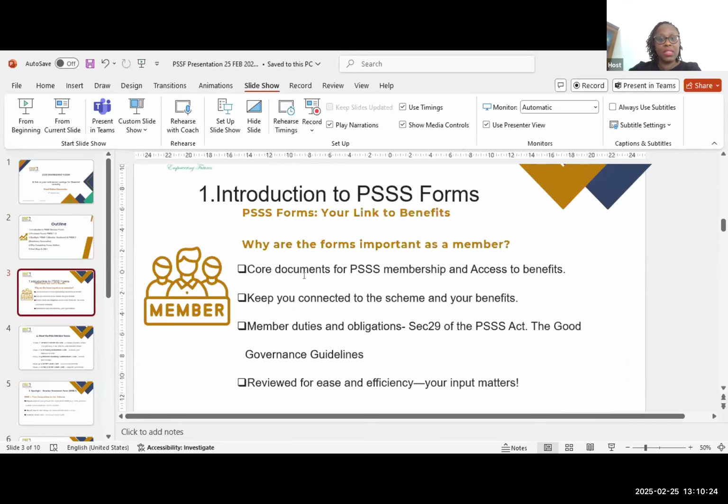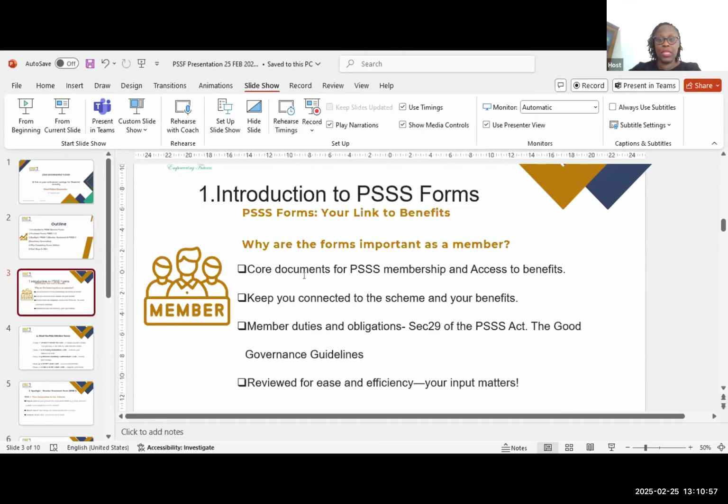The first thing that we need to look at is why these forms are important to you as a member, and to us as a scheme. Why do we need these forms? The main thing is that these forms are the core documents for PSSS membership. They give us the details about you as a member. We are able to know who you are, who your employer is. We can see your phone number, which means we are able to communicate with you. And at the point that you exit service, you will be able to access your benefits. And how do you access your benefits? It is through these member forms.